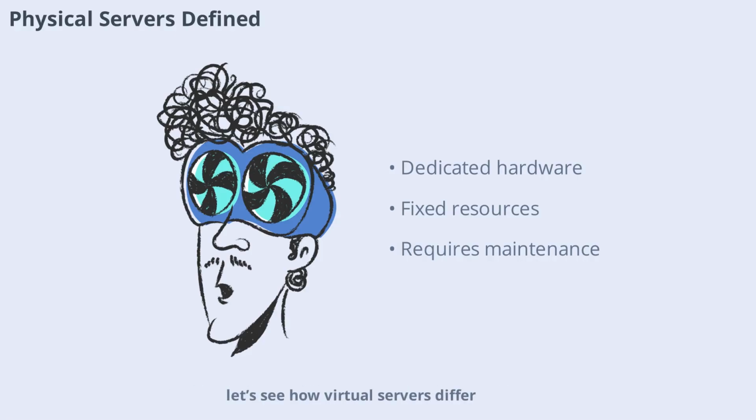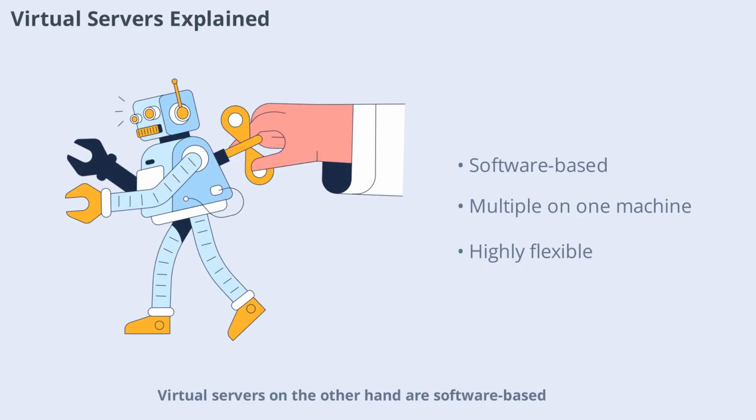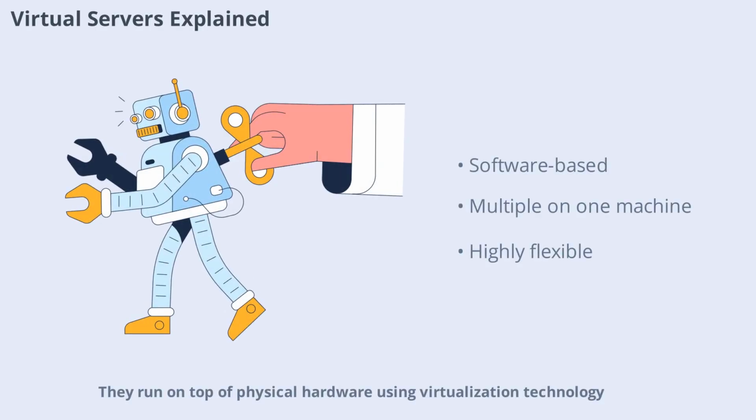Next, let's see how virtual servers differ. Virtual servers, on the other hand, are software-based. They run on top of physical hardware using virtualization technology. This means a single physical server can host multiple virtual servers, each acting as an independent machine with its own operating system and applications. Virtual servers are flexible, scalable, and cost-effective. They can be created, modified, or deleted quickly, making them ideal for dynamic environments.